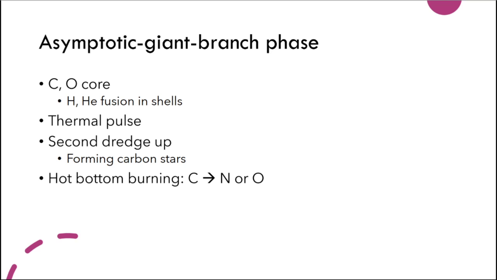Sometimes you may have hot bottom burning, which is basically carbon turning into nitrogen or oxygen. This may occur before the second dredge up, and this will determine its luminosity and its spectral lines. But for the more massive stars, they become more luminous and the pulsation period is longer, causing more mass loss, so it's not very visible at visible wavelengths. And they have an oxygen-rich core as well.